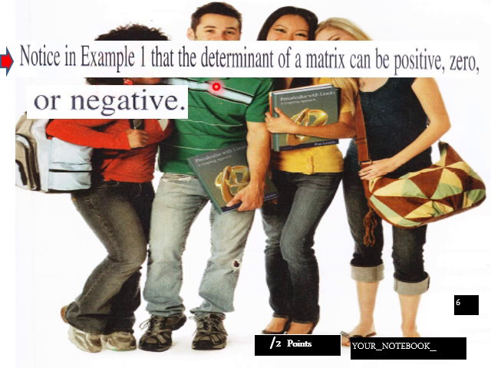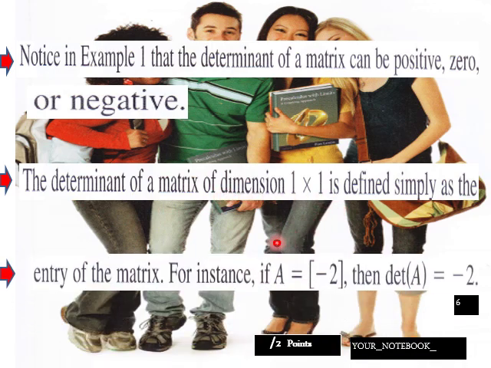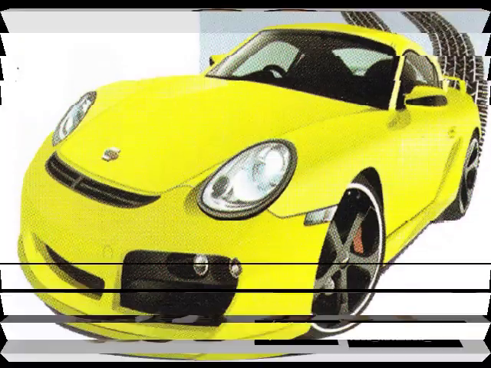Notice in example 1 that the determinant of a matrix can be positive, 0, or negative. The determinant of a matrix of dimension 1 by 1 is defined simply as the entry of the matrix. For instance, if A equals negative 2, then the determinant would be negative 2.